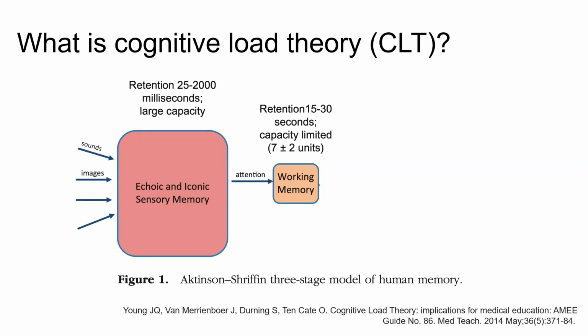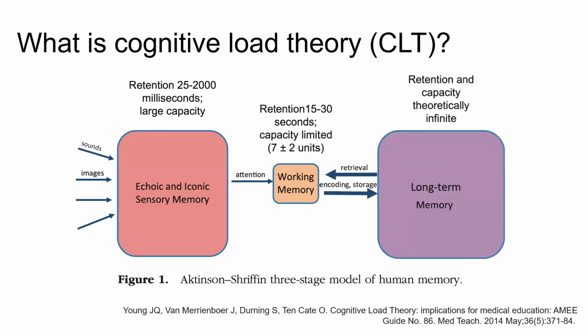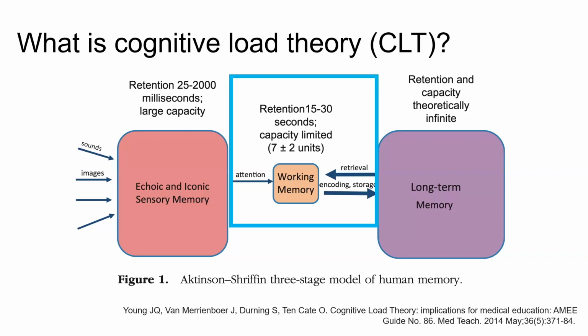This working memory can be applied further and encoded into our long-term memory, which theoretically has an infinite capacity and retention. These long-term memories can then be retrieved and processed again through working memory. We can see that this working memory creates a substantial bottleneck effect for the work of learning. And it is cognitive load theory which describes the various components of this bottleneck.